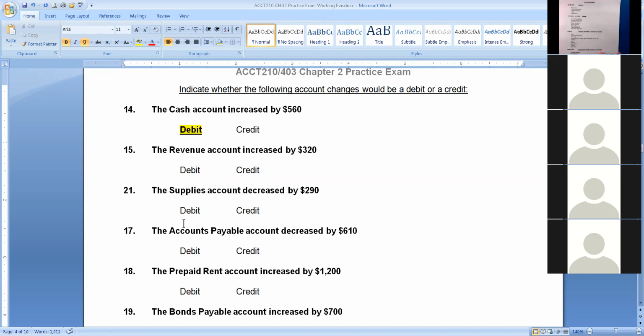Revenue increased. Debit again. Nope. Credit. So revenues will always be credit. Now, the cash that you get will be the debit, but revenue itself is a credit. Supplies account decreased. Credit. Yeah. It's an asset. Supplies is going down with credit.